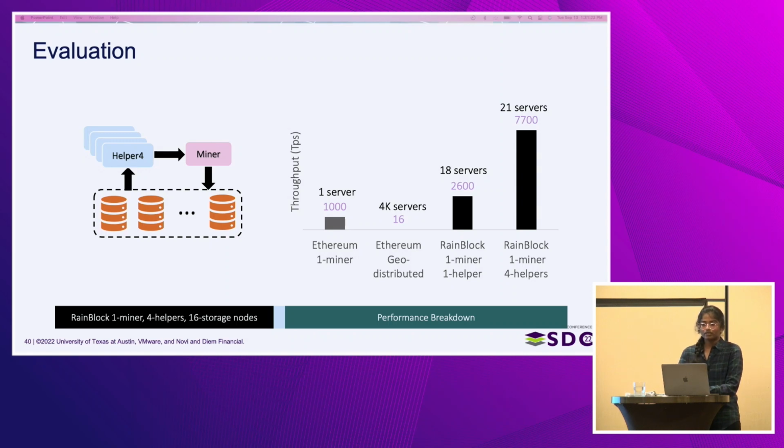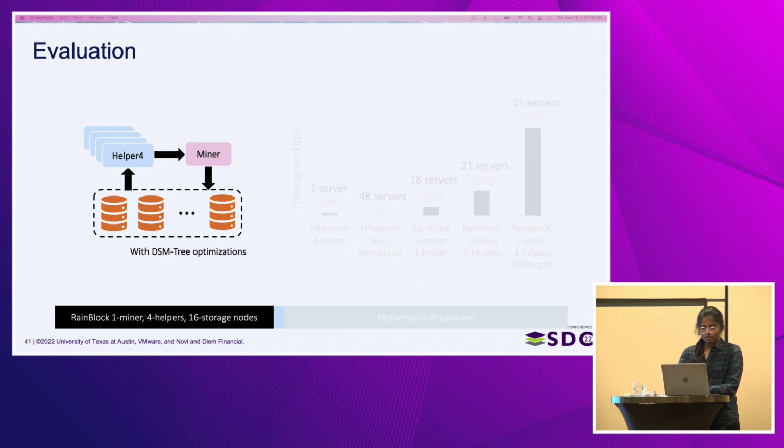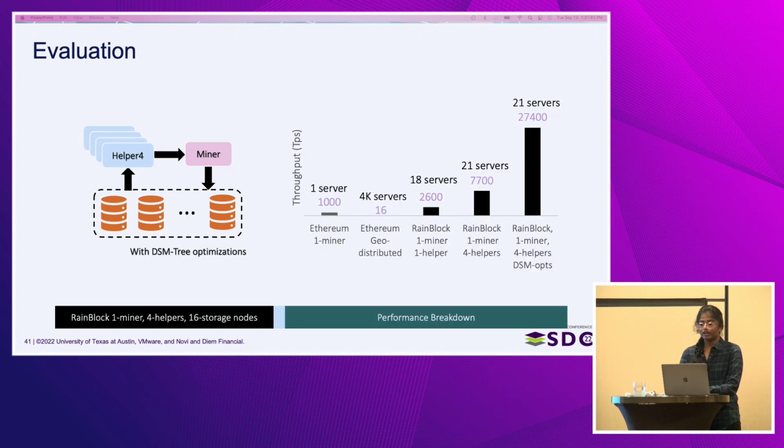Now, we check the performance with the DSM-TREE optimizations, the 2-layer DSM-TREE, with the miner storing the top layer of the DSM-TREE as a private cache. Using the same number of IO helpers, we introduce the DSM-TREE optimizations, and RainBlock miners can now process more than 27,000 transactions per second with the same 21 servers. So you can see the impact of network IO in this setting. And at that point, your miner was saturated. Yes, with 4 IO helpers, a single miner was able to be saturated.